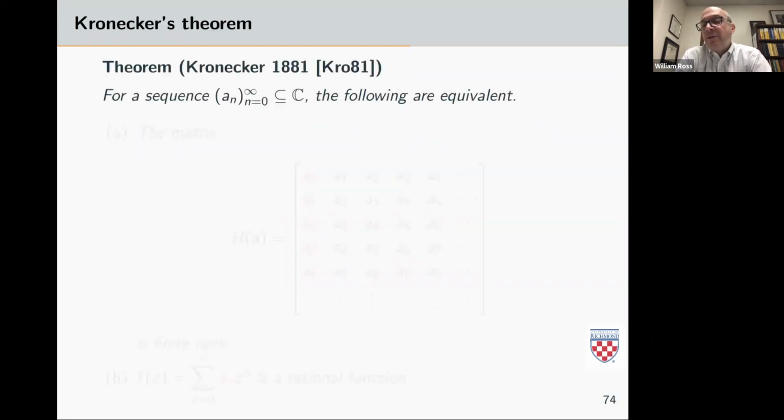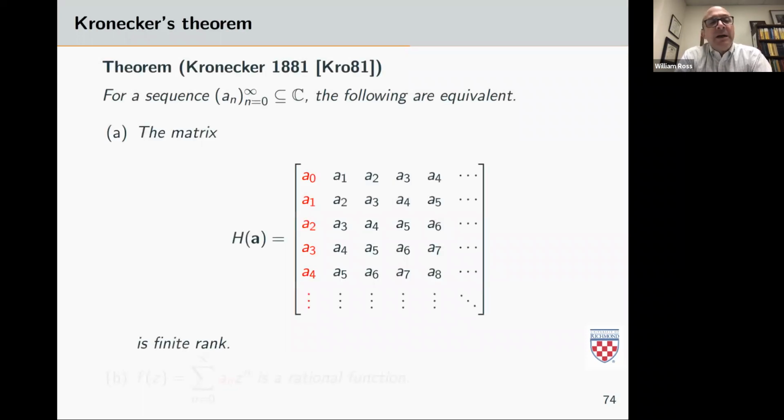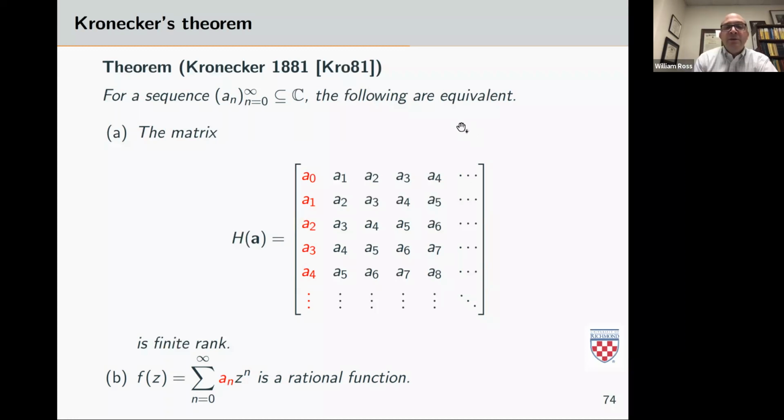Here's an early one of Kronecker from 1881. If you have a Hankel matrix, notice that a Hankel matrix is going to be determined by the first column. This matrix has finite rank if and only if these coefficients, so you take off the first column and you make those the power series coefficients, it's going to be finite rank if and only if that is a rational function.